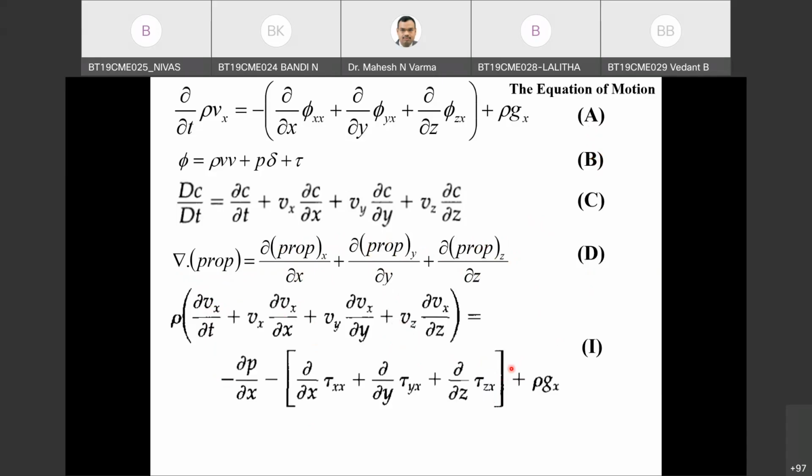Once you get this equation, just using the definition of substantial time derivative, you can write this in this form actually. Try to get this equation. So combining equations A, B, C, and D, try to get equation number 1. Then using equation number 1 and the definitions given in C and D, you can get this equation.